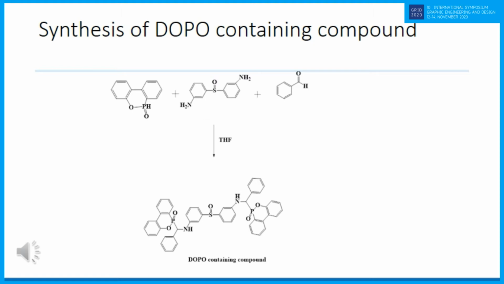Subsequently, the crude product was added to the tetrahydrofuran solution and stirred. The solid was filtered and then the precipitate was washed repeatedly with tetrahydrofuran. The synthesis scheme of the DOPO derivative compound is shown in this figure.